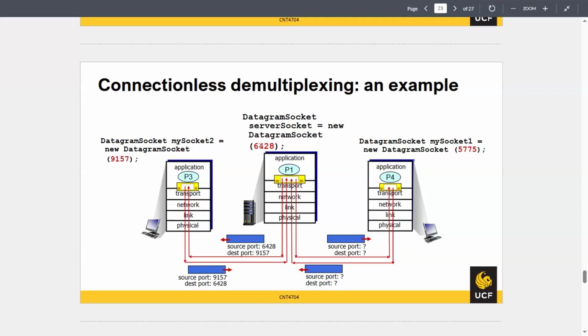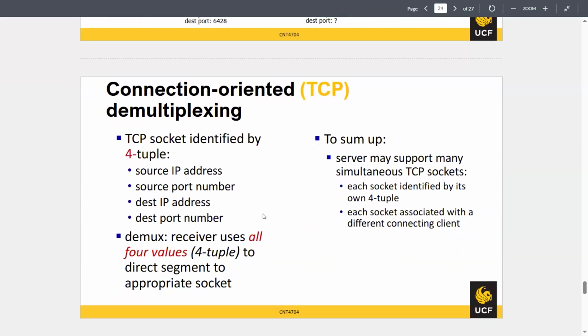We said that the port number of the server remains the same, static, such that it's reachable by other clients or other users. For the query reply, we use our own source port, which is 6428. This is the reply from the server back to the client. So it would just do the reverse of the port numbers.